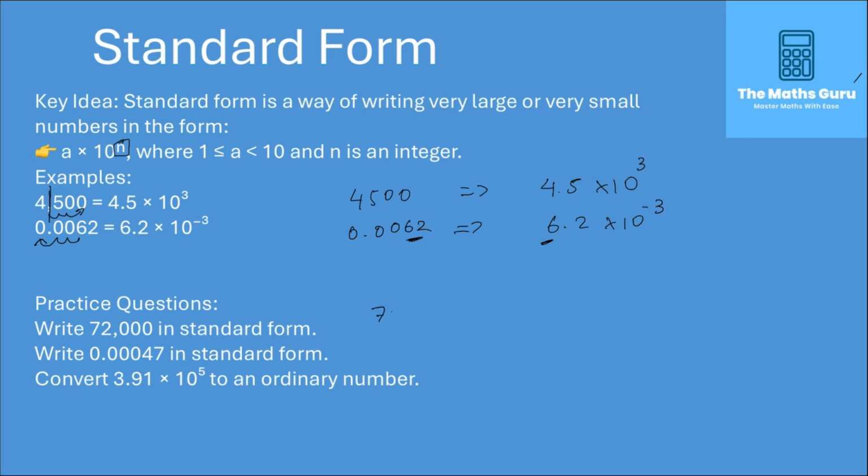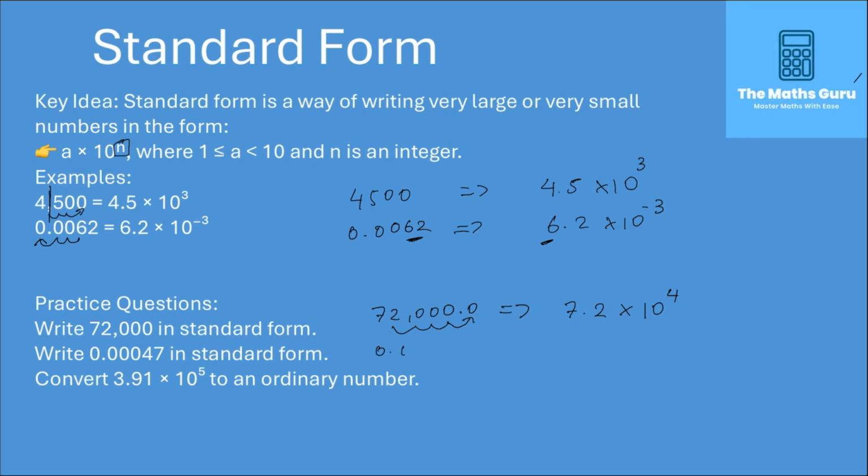Looking at 72,000, let's write this between 1 and 10. This is going to be 7.2 times 10. To get back to 72,000, we have to move 1, 2, 3, 4 places. So times 10 to the 4.